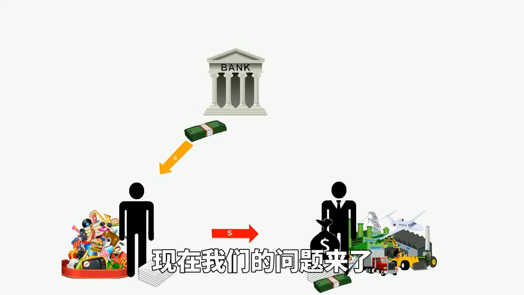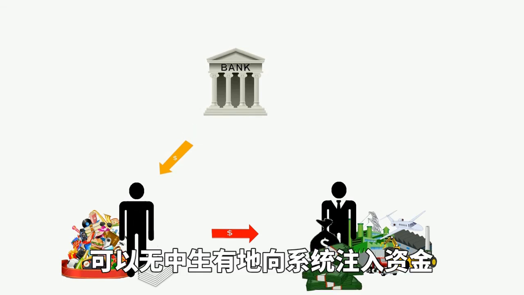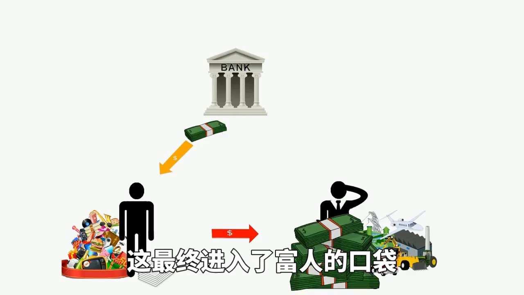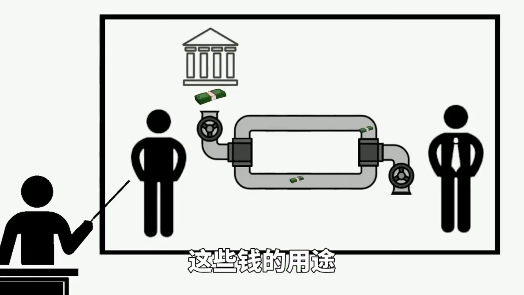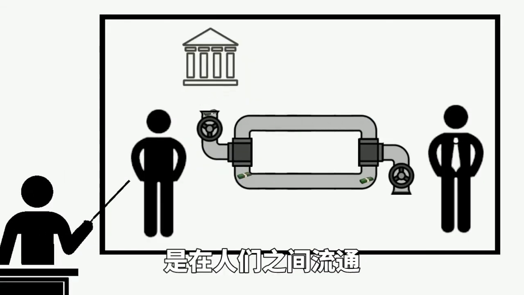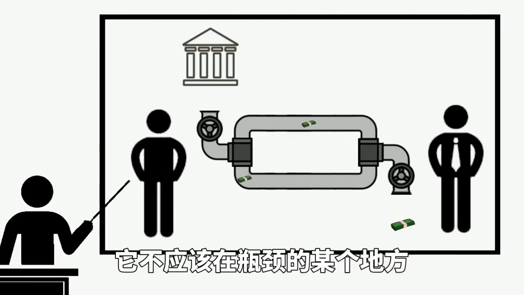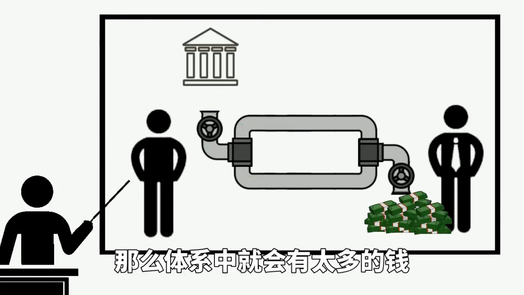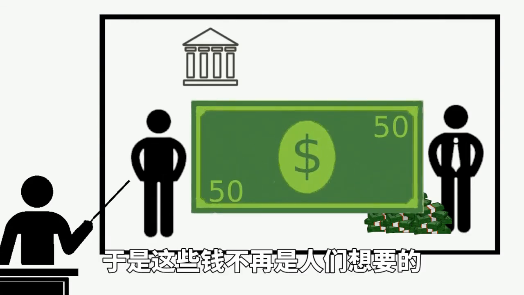So now we have a problem. We have banks that can create money out of thin air, inject it in the system, and that goes to the rich, who accumulate something that is not worth accumulating. The purpose of the money is to circulate between the people to facilitate the exchanges, and it cannot or it shouldn't be accumulated somewhere in a bottleneck. If the rich accumulate too much money and there is too much money in the system, the money stops being desirable and the system stops functioning.